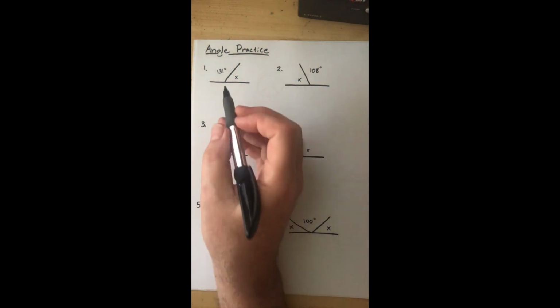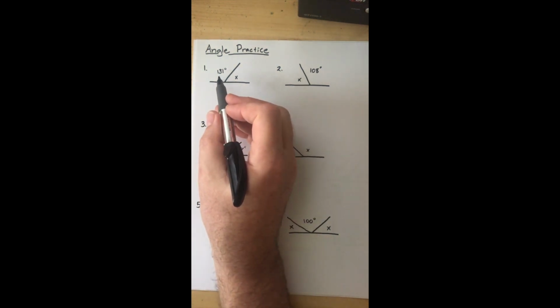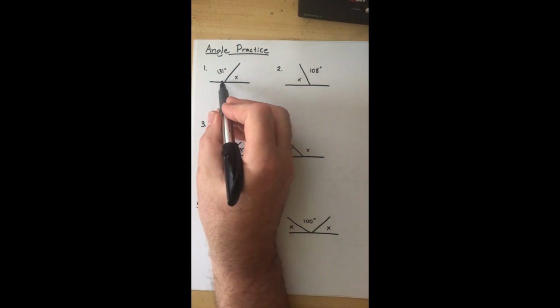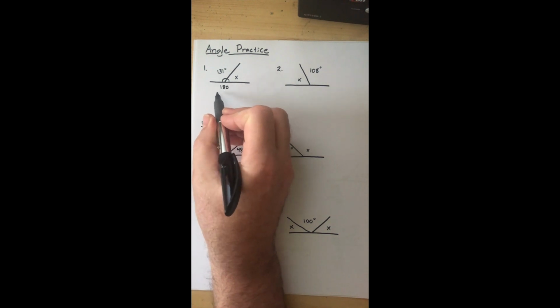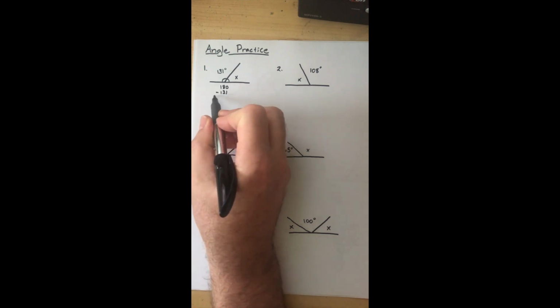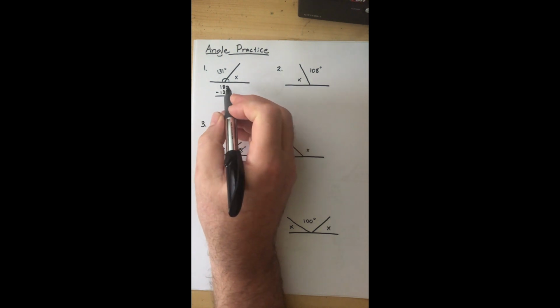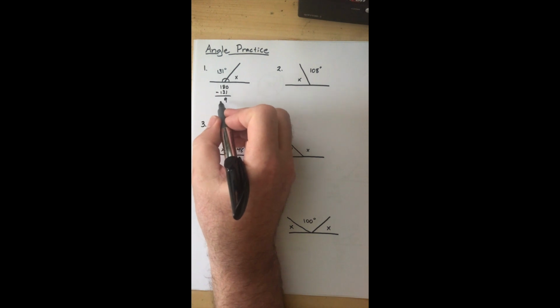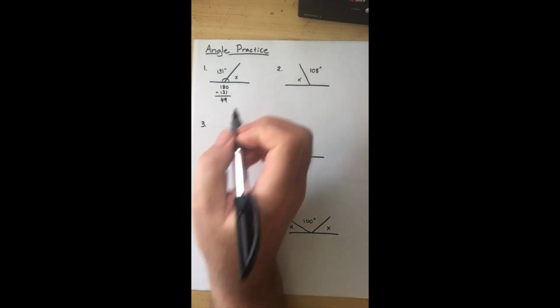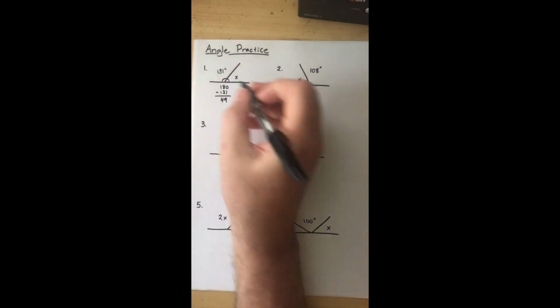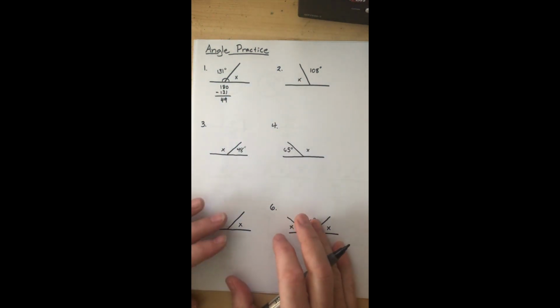Okay, so for number 1, I've got 131 degrees and x. I know they're going to total up to 180 degrees because there's half a circle on each side of the line. So 180 minus 131, you can do that on your calculator. I'd say 9 gets me up to 40, and 40 plus 40 gets me 80. So 49 is my answer. I hate to borrow. You should know that by now.